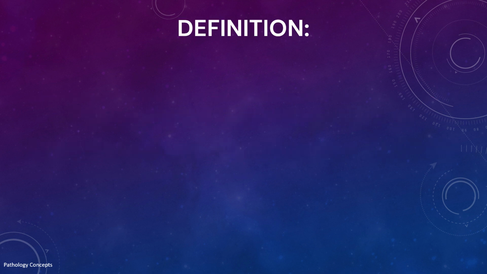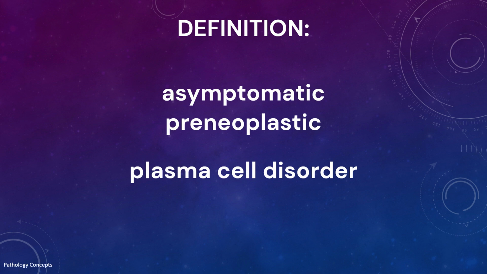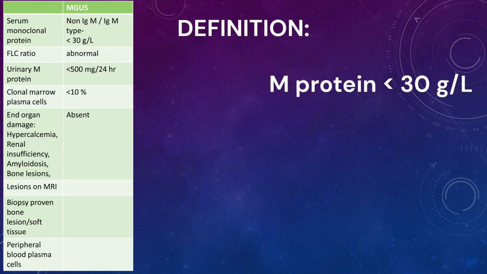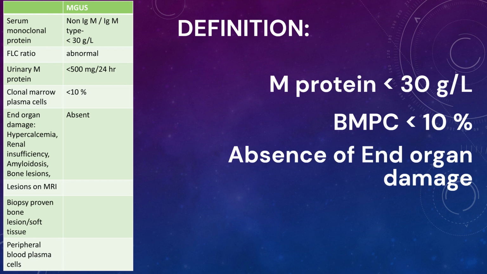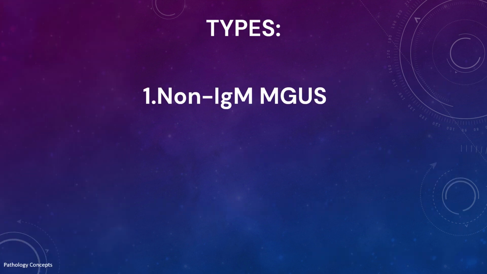Case definition. Monoclonal gammopathy of undetermined significance is an asymptomatic pre-neoplastic plasma cell disorder that is characterized by increased serum M protein. The level is usually less than 30 gram per liter. Bone marrow clonal plasma cells less than 10%. Absence of plasma cell myeloma related end organ damage such as hypercalcemia, renal insufficiency, anemia or bone lesions, and absence of B cell lymphoma or other diseases known to produce M protein.